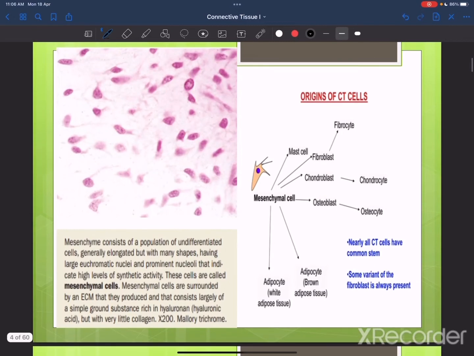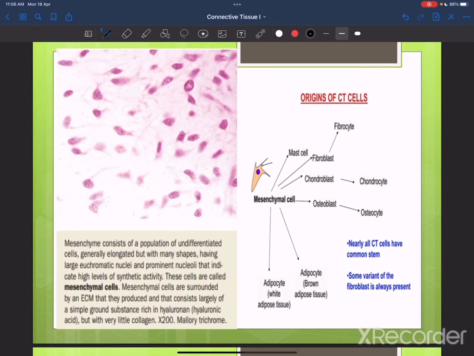So regarding the origin of cells, we mentioned that the mesenchymal layer as a whole will give origin to the connective tissue, while the cells of the mesenchyme layer, which are the mesenchymal cells, as you see here in the diagram, will form the origin of most of all cells of the connective tissue.